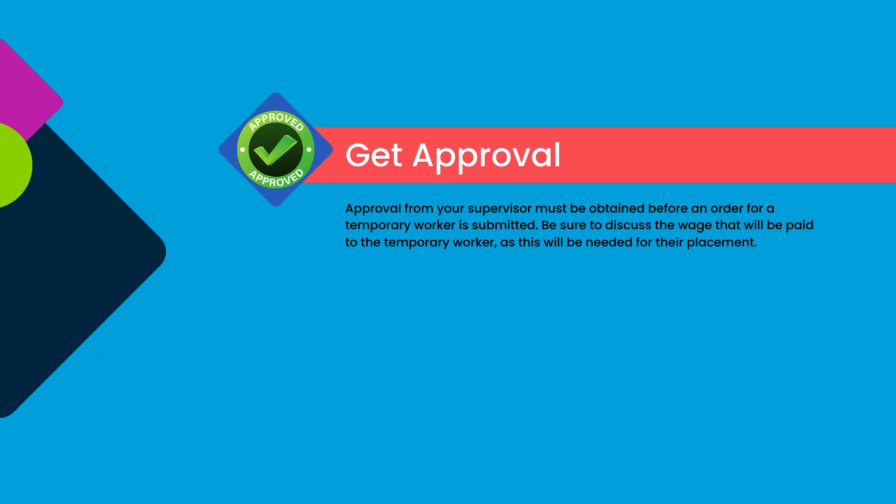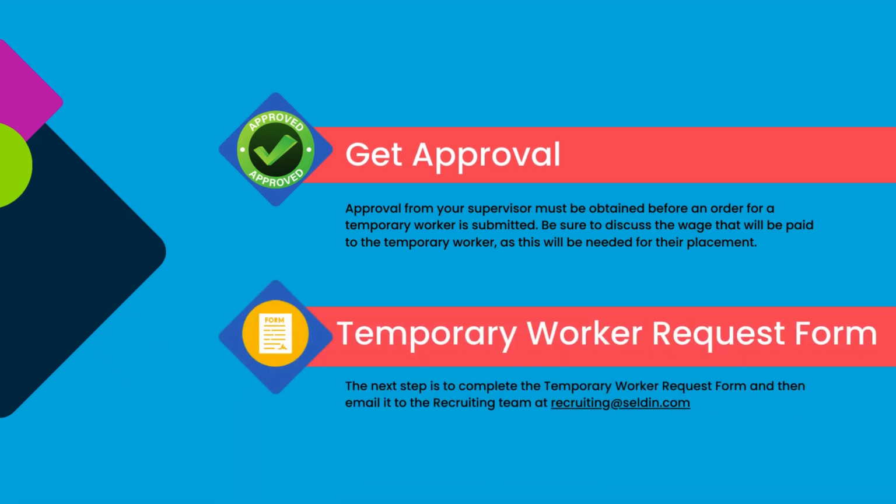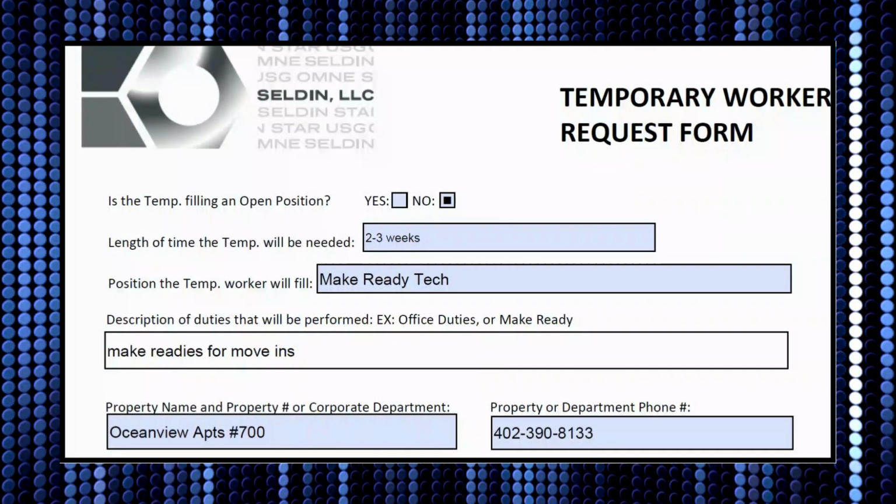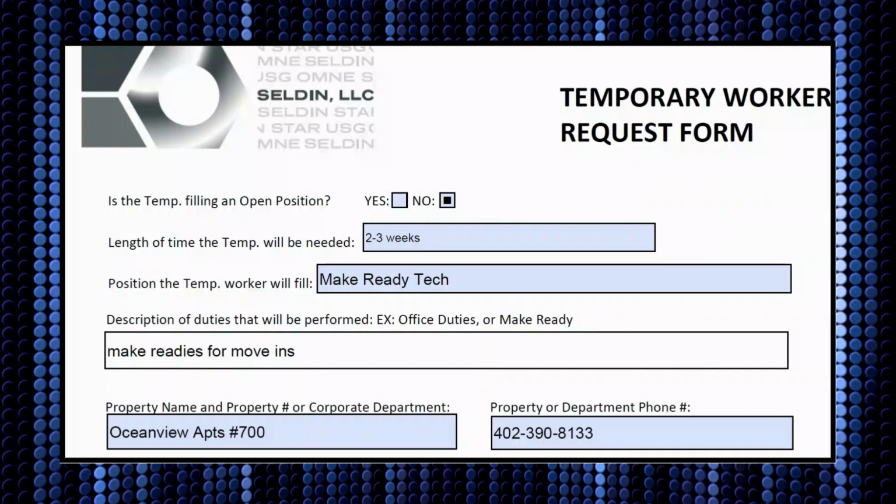Be sure to discuss the wage that will be paid to the temporary worker, as this will be needed for their placement. The next step is to complete the temporary worker request form and then simply email it to the recruiting team at recruiting@selden.com. The temporary worker request form can be found in the Standard Operating Procedures number 960.